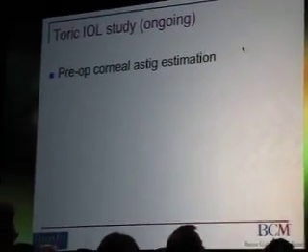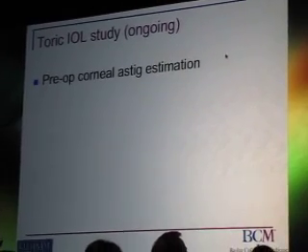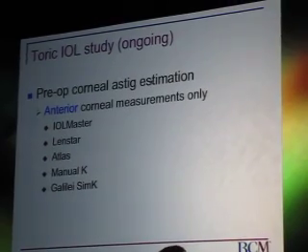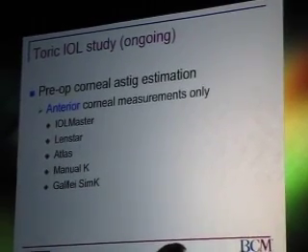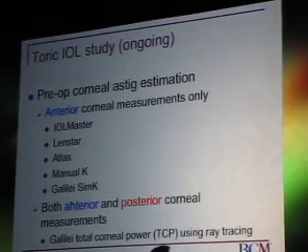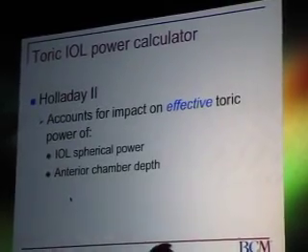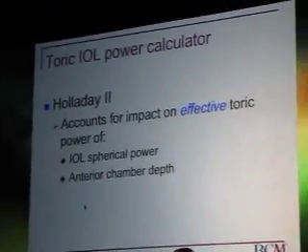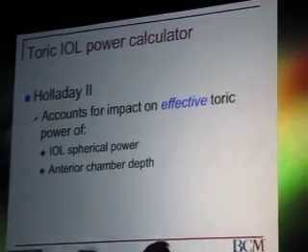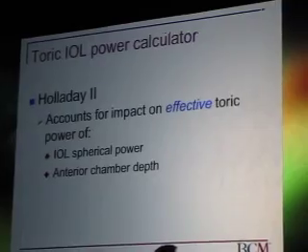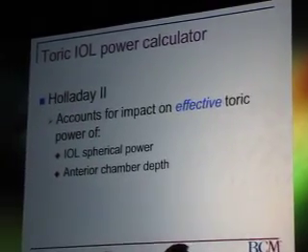Well, we've been doing a toric IOL study, trying to understand this better, where we measured corneas preoperatively with anterior corneal measurements only, using the IOLMaster, Lenstar, Atlas, manual keratometry, the Galilei SimK, or both anterior and posterior measurements with the Galilei. And we used the Holladay II calculator for this, because it takes into account the effect of anterior chamber depth and IOL power on the toricity, or the effect of toric power. So it's going to account for some of these other issues.